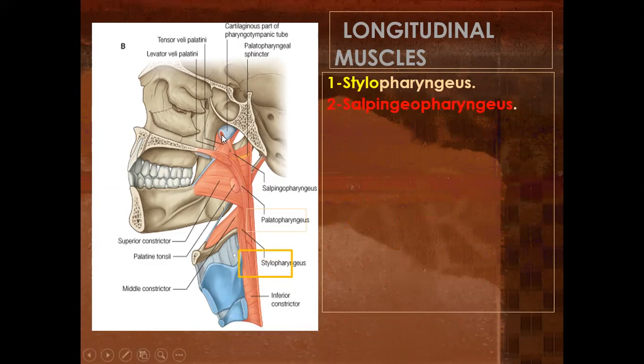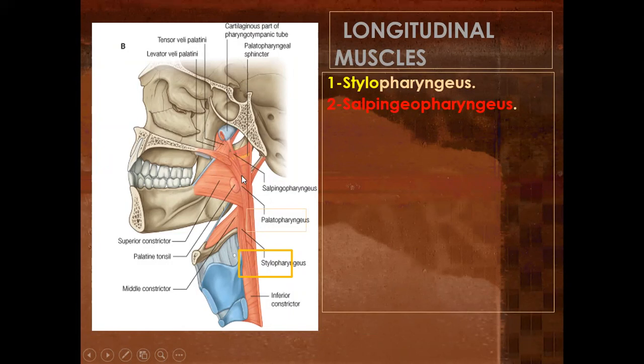Then we have the salpingopharyngeus. Salpingo means the eustachian tube or the auditory tube, which opens from the middle ear to the nasal cavity, or the nasopharynx. So it is opening here. This muscle runs from the auditory tube downward, so it is called salpingo. Salpingo is also another name for the auditory tube.